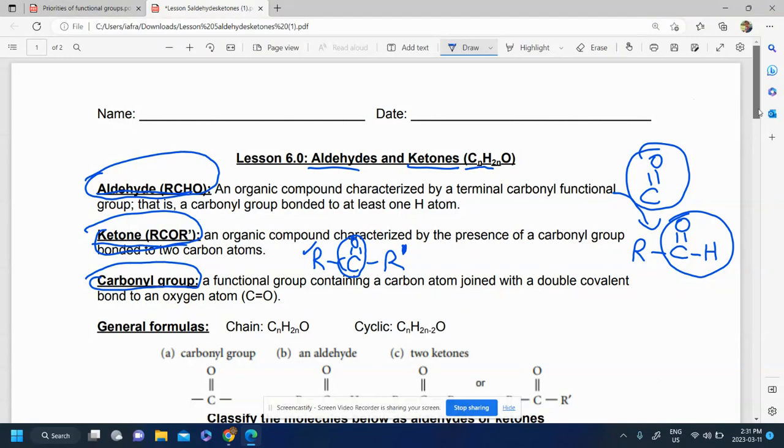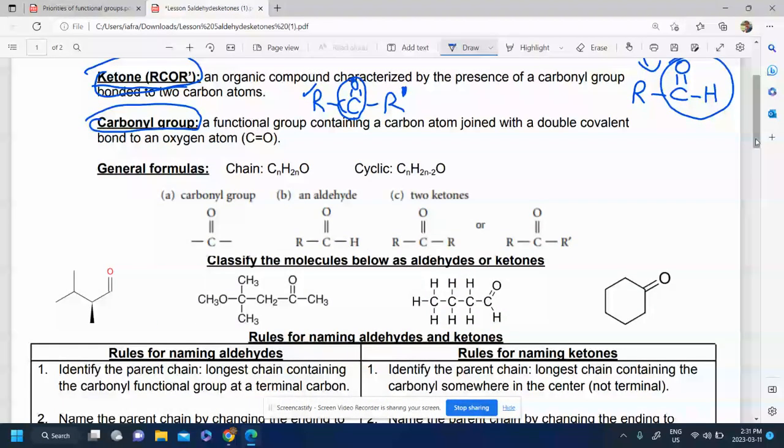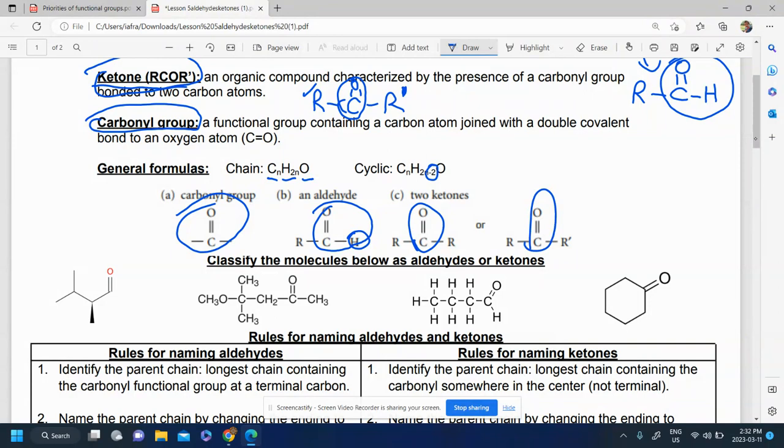So, what are the general formulas? Well, for aldehydes and ketones, they have the same general formula: CnH2nO. And if you had a cyclic compound, just take away two hydrogens for that connection to be made to make that cyclic compound. So here we have the carbonyl group. Here we can see the aldehyde with the C double bond O at an end, therefore it's attached to an H. And then here we can see the ketones, where the C double bond O is somewhere in the middle of a carbon chain.